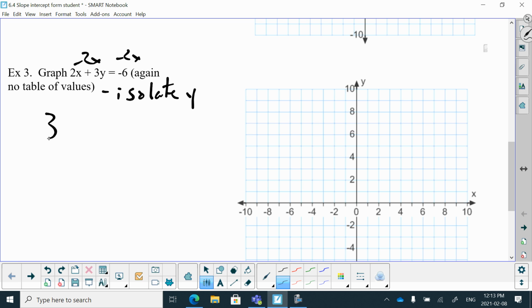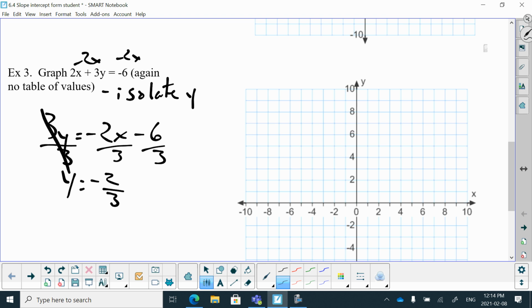Okay. So 3y equals what? 3y equals negative 2x minus 6. Okay, and then your y-intercept would be... oh, have we got y by itself? No. So divide by 3. There we go. Divide by 3. Now we're cooking with gas.